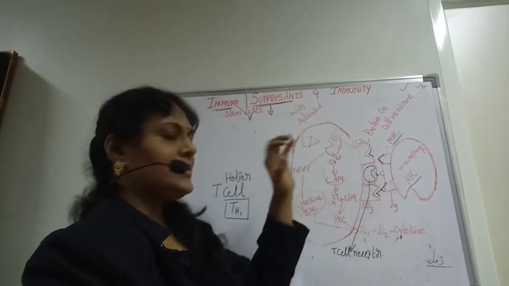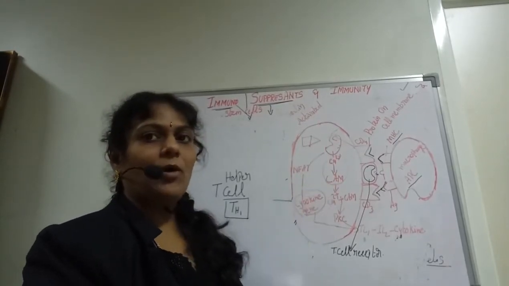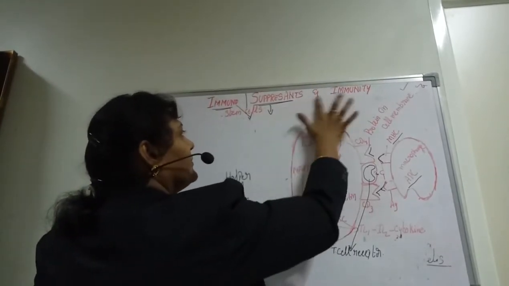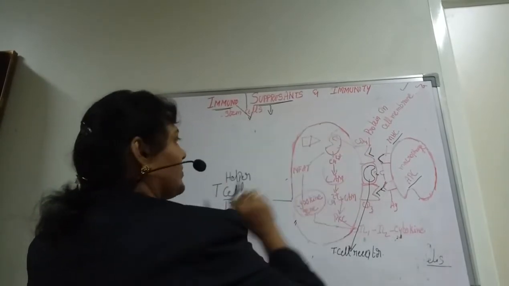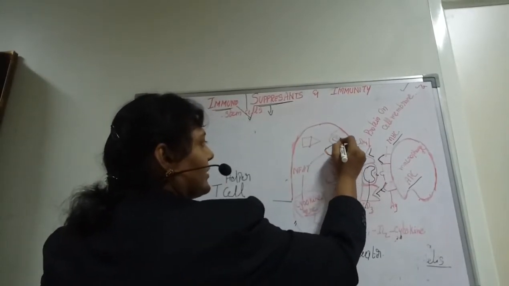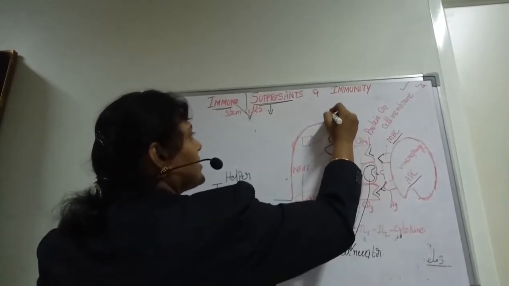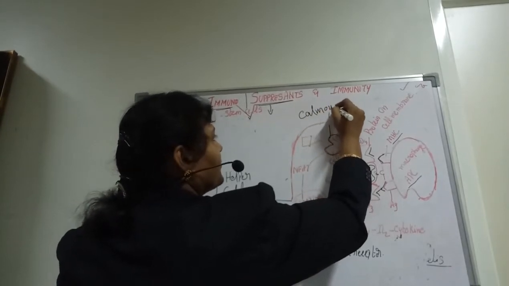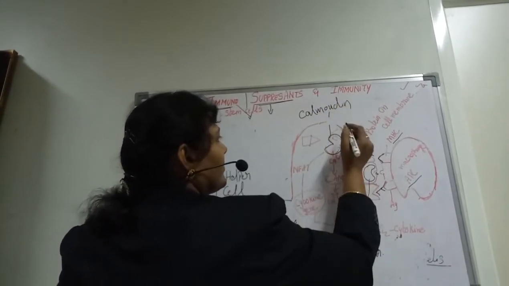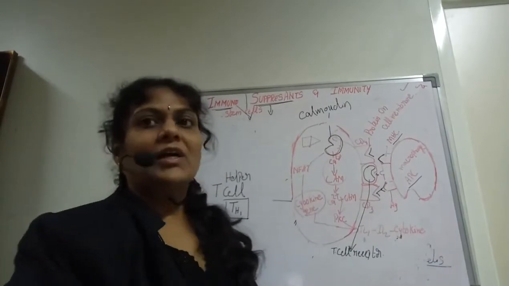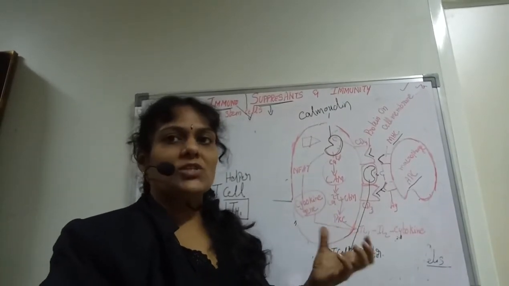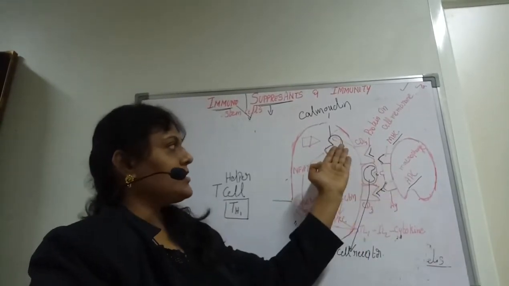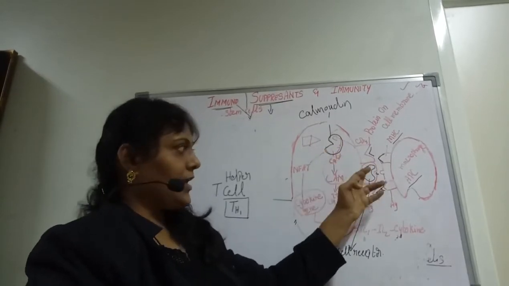Once it enters the T cell, it is attached to a complex called calmodulin. Here I gave you the word. I'm doing it once more with a black pen. This is called calmodulin. So what is calmodulin? Calmodulin is a protein molecule which is a complex of calcium ions present over here.